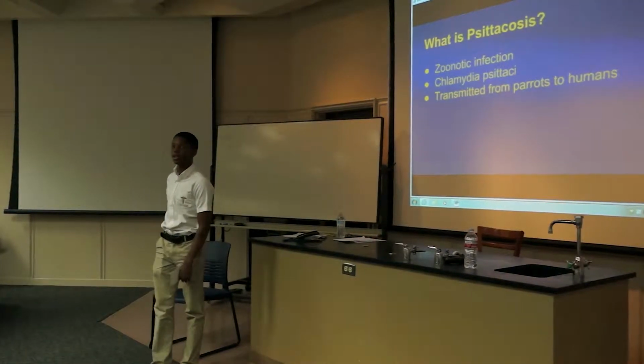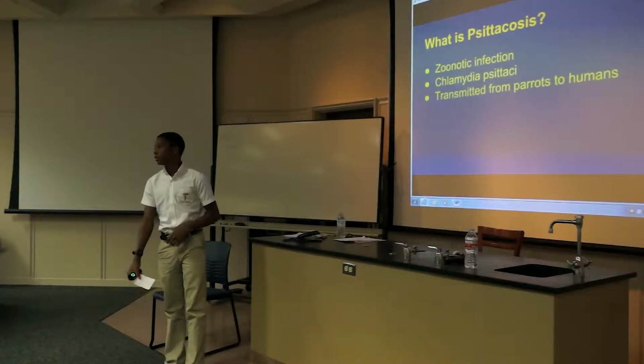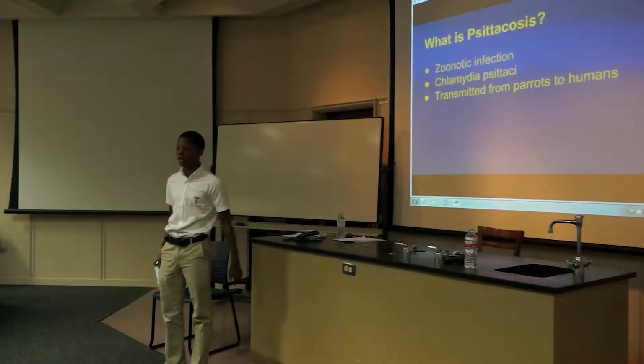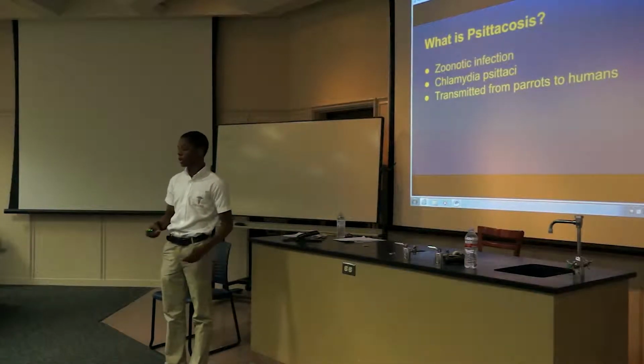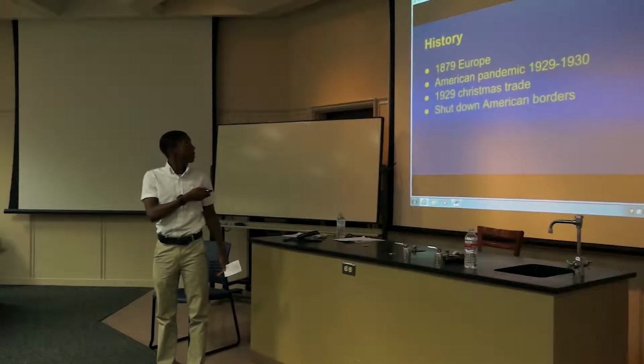So first, let's start with what is silicosis. Silicosis is a zoonotic infection. This means that it can be transmitted from animals to humans. And it is Chlamydia fusariae, a bacteria. It's a rod-shaped gram-negative bacteria and can be transmitted from parrots to humans.